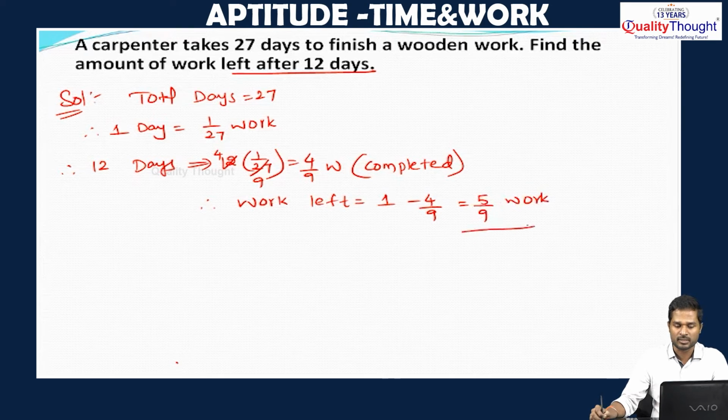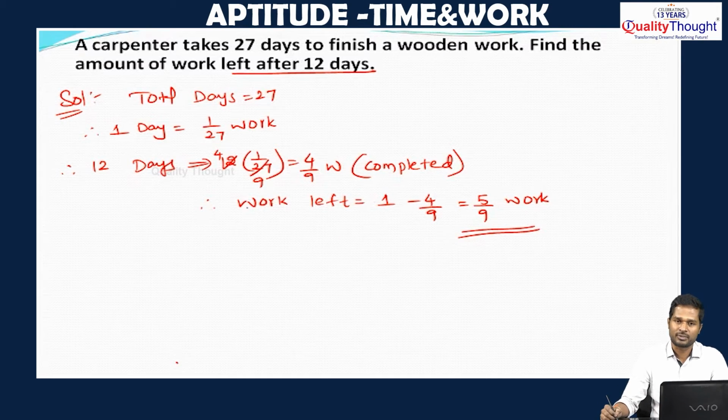This is a traditional method where we use the total days he has given, 27. 1 day work we converted to 1 by 27. So 1 day work is 1 by 27, which means 12 days work will be 12 into 1 by 27. 3 4s are 12, 3 9s are 27. So 4 by 9 is the work completed after 12 days.